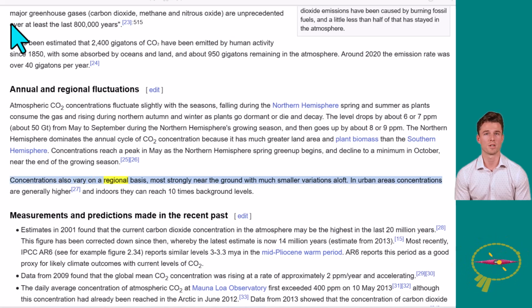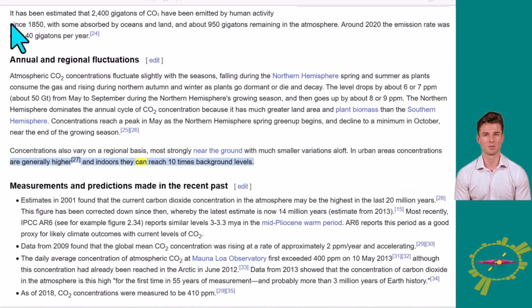Concentrations also vary on a regional basis, most strongly near the ground, with much smaller variations aloft. In urban areas concentrations are generally higher, and indoors they can reach 10 times background levels.